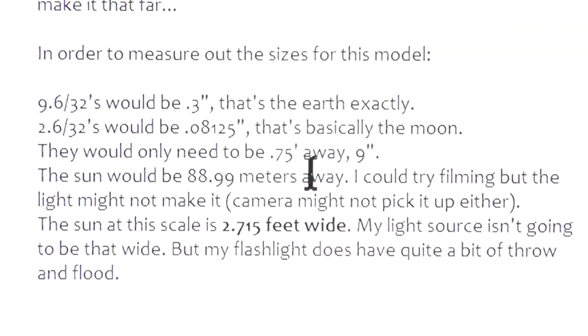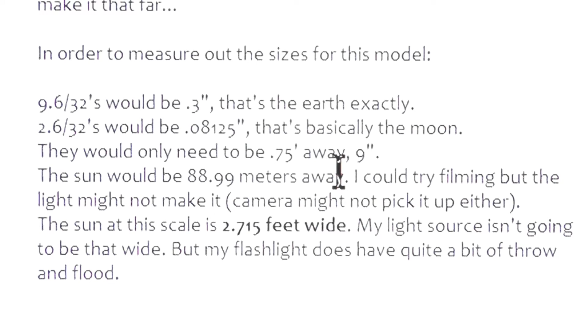I've broken this down as best I can, taking the scale of a foot-wide globe and a 3-inch moon down to a 0.3-inch globe and a 0.081-inch moon. And so the sun would have to be 88.99 meters away. You know what? What the heck? It's the day before the eclipse. I might as well do this and get it done before it actually happens.